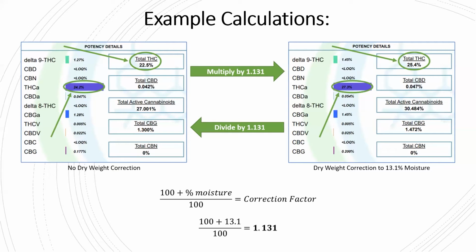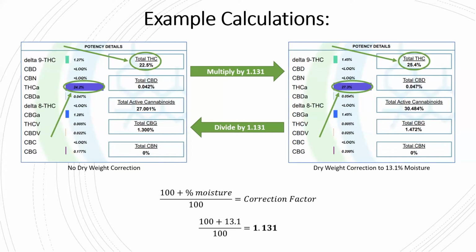As you can see here, we have a THCA value of 24.2% prior to a dry weight correction. We know that the moisture in the sample is 13.1%, which now means that we need to apply the correction in order to obtain the dry weight result. The correction factor that is used to dry weight correct is 100 plus the percent moisture in the sample divided by 100. So in this instance, it would be 100 plus 13.1 divided by 100, which gives a correction factor of 1.131. Therefore, when you take the THCA value of 24.2 and multiply it by 1.131, you obtain the new dry weight corrected result, which is 27.3.